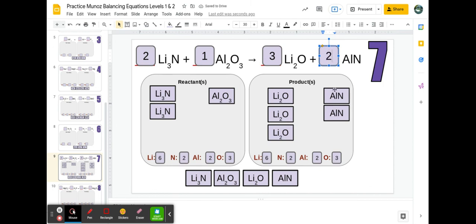And remember, coefficients come from counting the boxes. They do not come from the atom inventory at the bottom. So that is number 7.